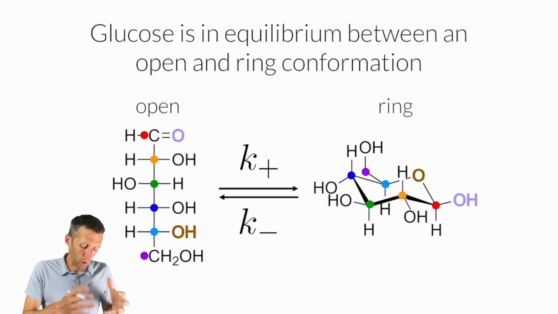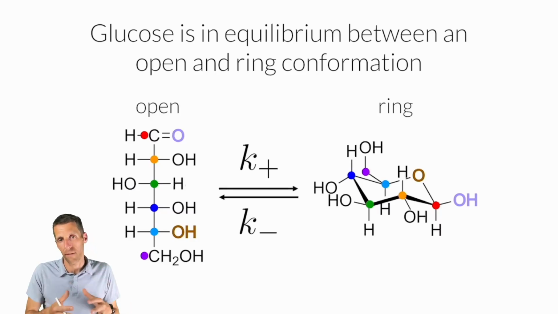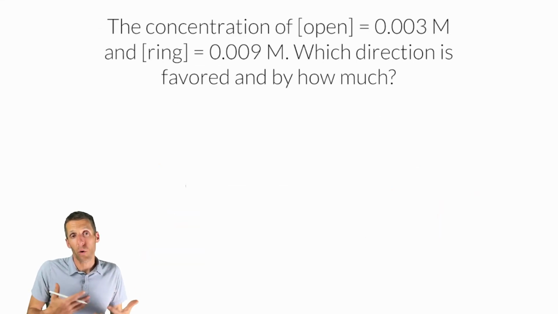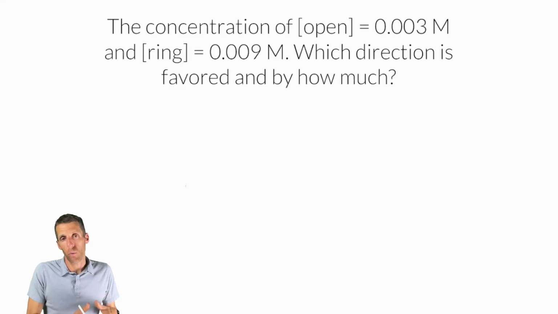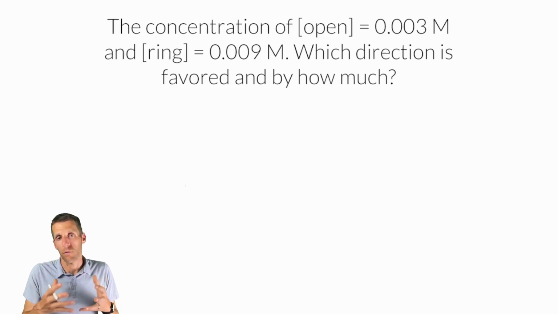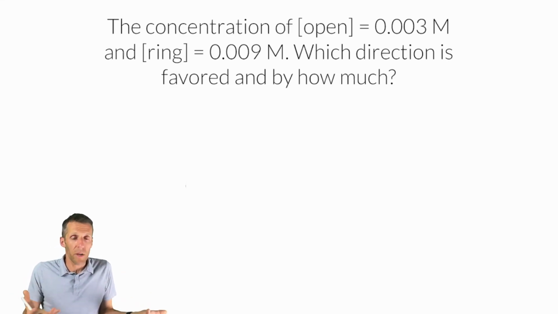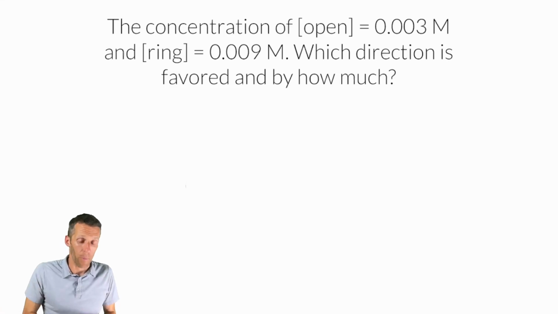We're going to be thinking about glucose, which is a carbohydrate that is in equilibrium between an open form and a ring form. Just drop it into normal biological conditions and it'll fluctuate back and forth between these two states. The sort of problem that we would use this equation in is as follows. Imagine that we look into a test tube and we see that the concentration of open is 0.003 molar and the concentration of the ring form is 0.009 molar. Is the system at equilibrium? If not, which direction is favored and by how much?